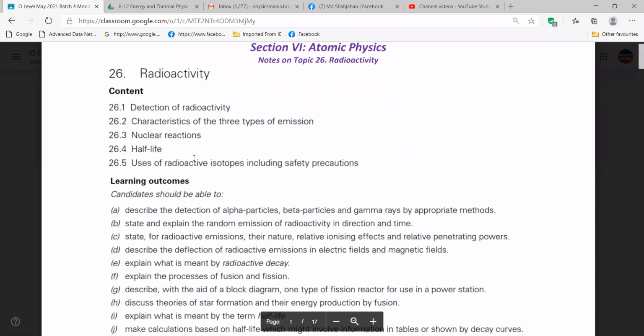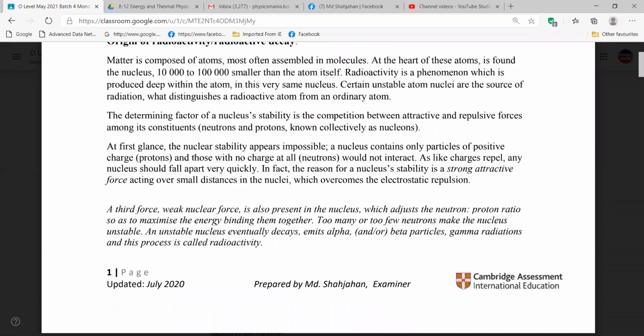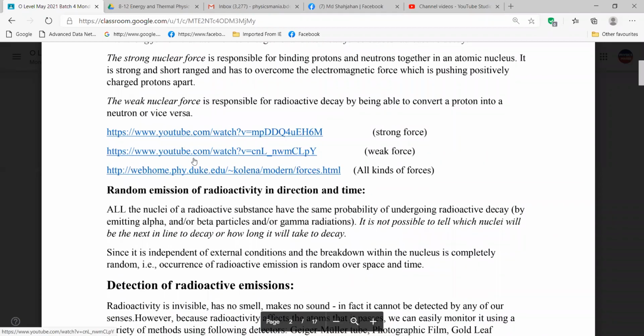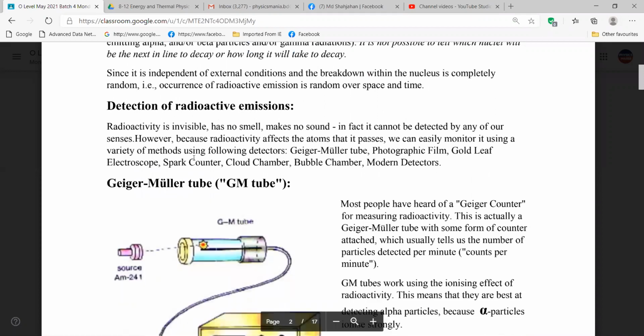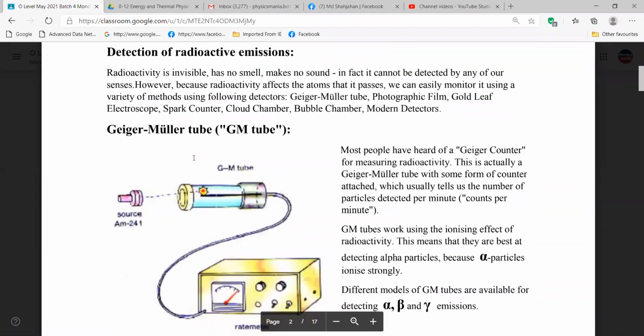Okay, now look, we discussed random emission. Now we come to detection of radioactive emissions. So we are going to discuss how we will detect radioactive emissions.